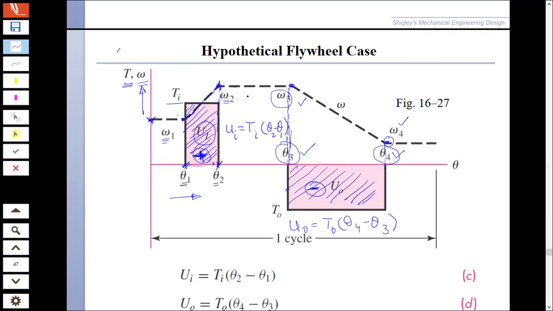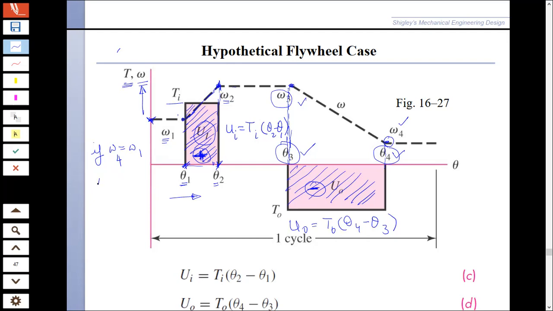So now this is the situation. Now we can have three different scenarios over here. If omega 4, which is the velocity at the end, is equal to omega 1, that means that the energy input to the system and the energy output from the system is the same.